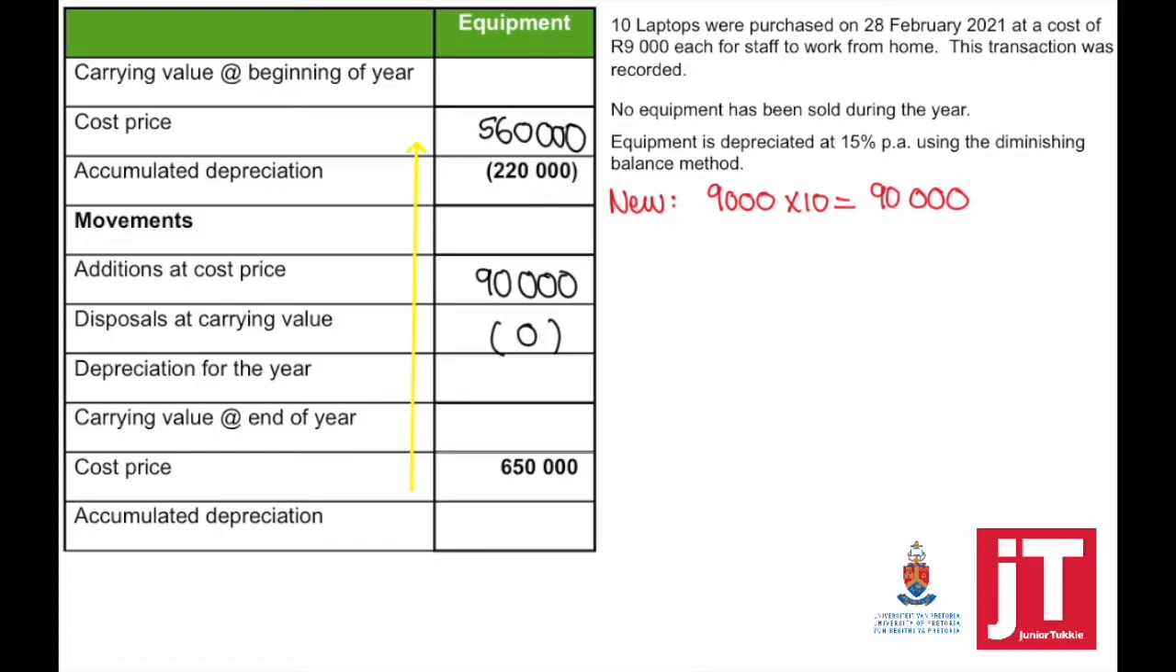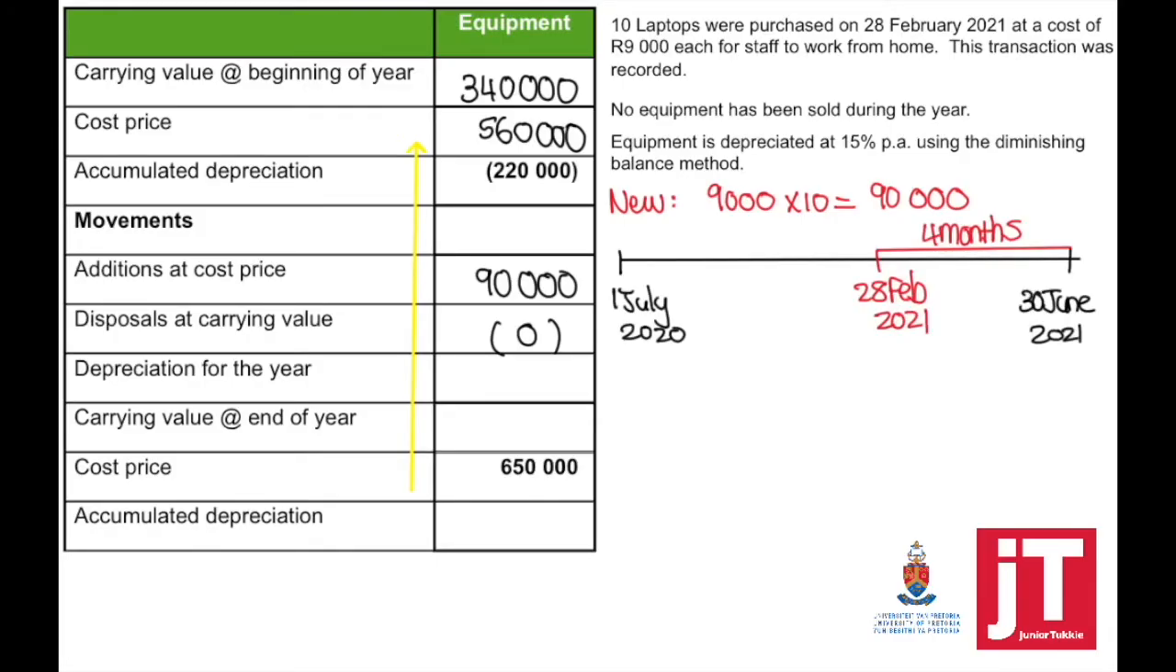So now we can calculate the cost in the beginning. To calculate the cost, we take the cost at the end, 650,000, minus the additions, 90,000, equals the cost in the beginning, 560,000. Once we've calculated that, we can calculate the carrying value by taking 560,000 minus 220,000. Next, to calculate the depreciation on the new, it's always from the day we purchased it until the end of the accounting period, and that is equivalent to 4 months.